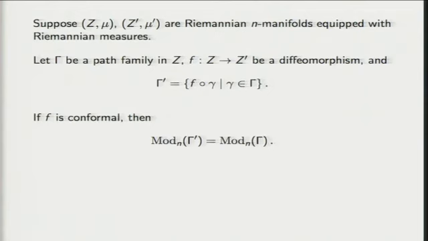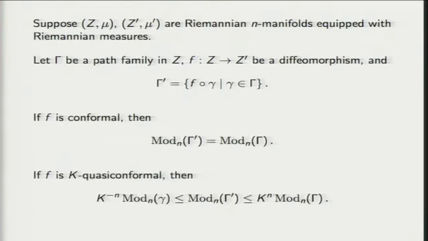So it's really a notion for a metric measure space, a metric space together with a choice of measure. On the other hand, if it's quasi-conformal, then the modulus needn't be preserved, but it's preserved to within a factor. So it's quasi-preserved, and you have a bound like this. The modulus is a conformal invariant and a quasi-conformal quasi-invariant.